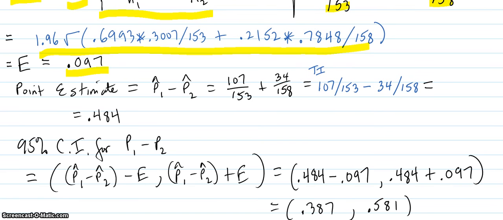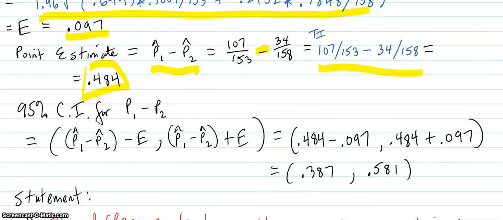So the point estimate is this difference between p-hat 1 and p-hat 2, which I should have put a minus right here, so we're going to correct that right now. So I made that correction, that it's a minus, of course. And so here's how it looks in the TI, and you get 0.484 point estimate.